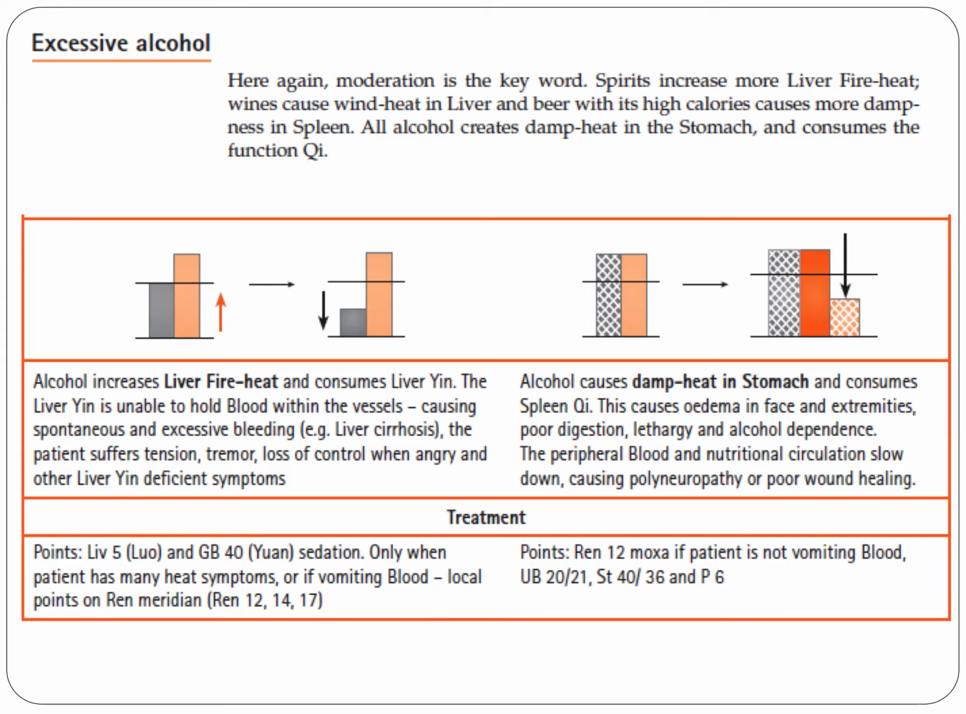Next, alcohol causes damp heat in the stomach and consumes spleen qi. This causes edema in the face and extremities. There's poor digestion, lethargy, and alcohol dependence. The peripheral blood and nutritional circulation slow down, causing polyneuropathy or poor wound healing. In treatment, we use REN 12, moxa if the patient is not vomiting blood, UB 20, UB 21, stomach 40, stomach 36, and TC 6.